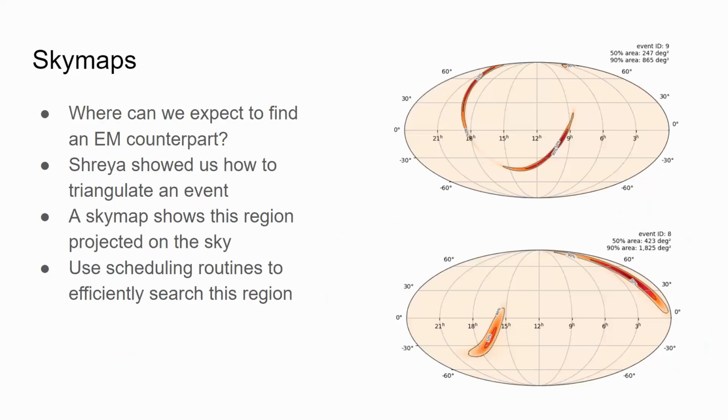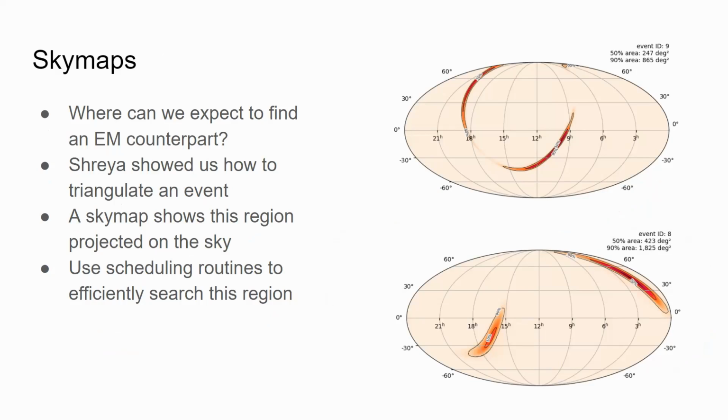So here's a couple of examples of actual sky maps from simulations. These are just injected events. And so what's the main thing with the sky map? It's where can we expect to find an EM counterpart to a gravitational wave event, right? So Shreya explained to us how to triangulate those events. You remember the whole thing with the annuli and the intersection. And so that results in these sort of streaks across the sky where we can hope to find the event.